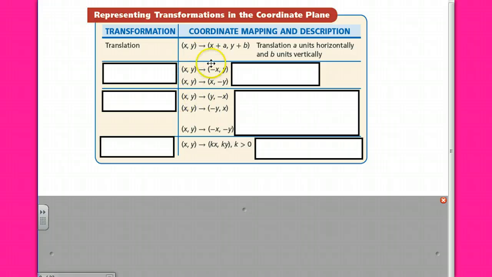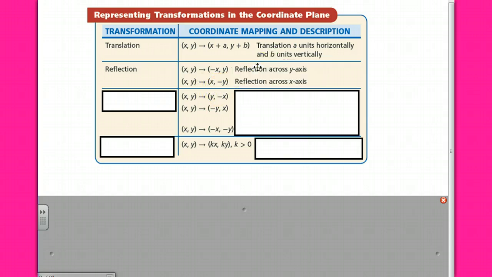Okay, what type of transformation takes the original coordinates and just takes the opposite of the x or the opposite of the y? We are reflecting, right? In this case, you're reflecting in the y-axis, and in this case, we're reflecting in the x-axis. Could we reflect in both axes? Sure, we could just take (x, y) to (-x, -y). We could reflect across both.